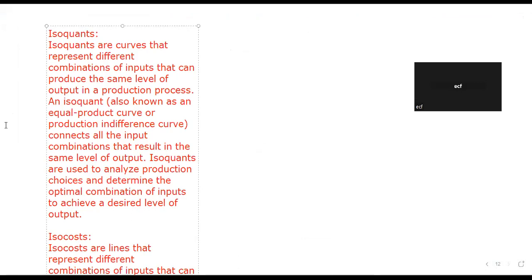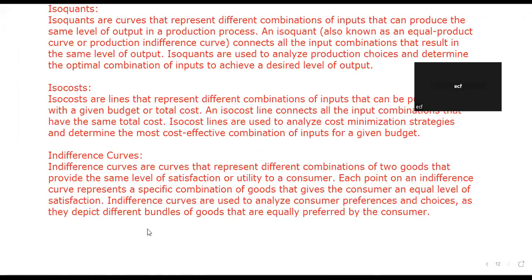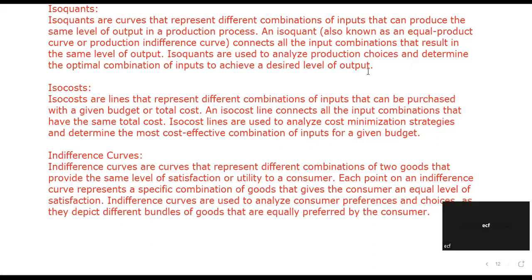So isoquants are curves that represent different combinations of inputs that can produce the same level of output in the production process. An isoquant is also called what? An equal product curve or production indifference curve. So it connects points of input combinations that result in the same level of output. Isoquants are used to analyze production choices and determine the optimal combination that will achieve a desired level of output.